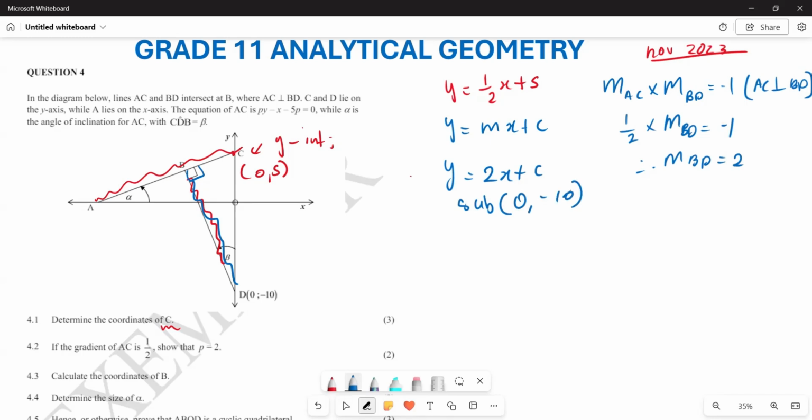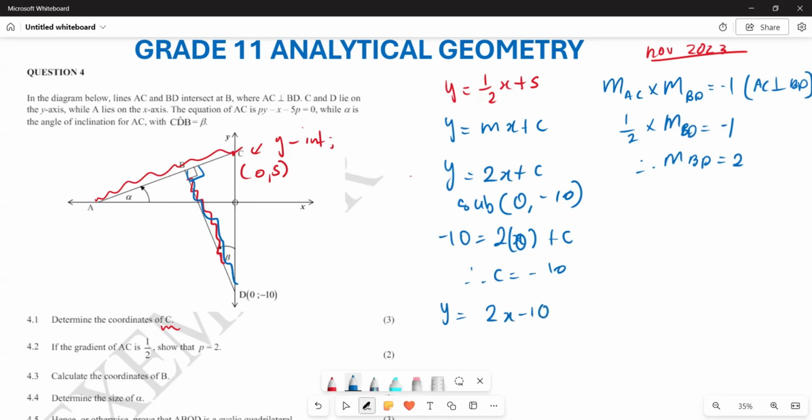And as you are substituting that, what is it that you are going to have? You are going to say your y is -10 is equals to 2x, and the value of your x is 0, plus c, which means the value of your c is given by -10. So which means the equation here is y is equals to 2x minus 10.